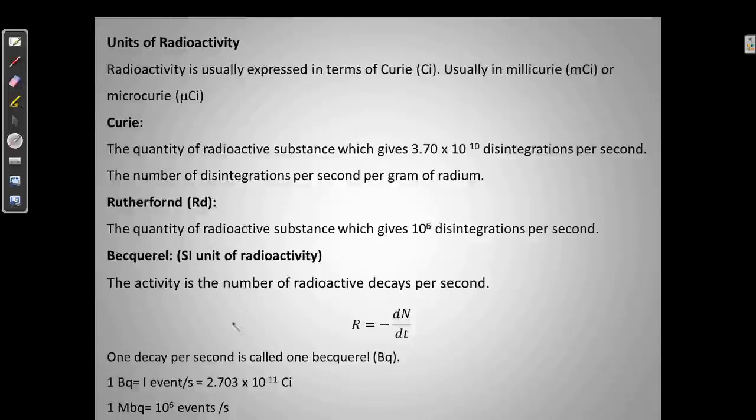So you will have 3 main units. The SI unit is nothing but the becquerel. There are 2 other units. One is Curie and the other is Rutherford.